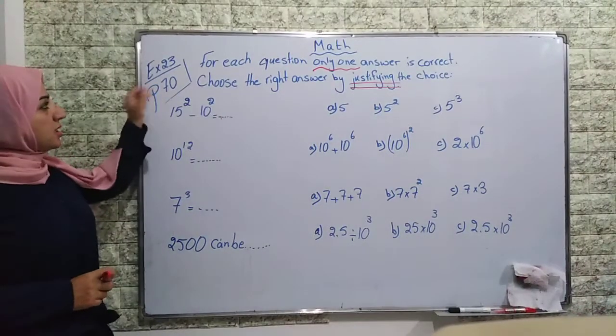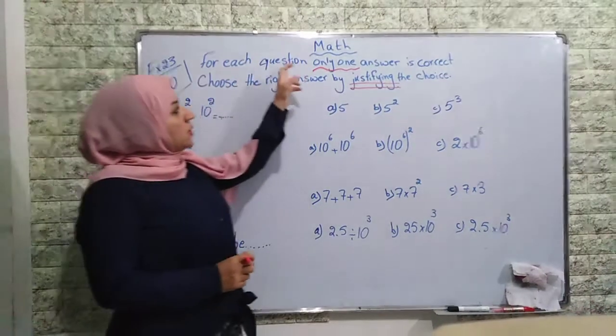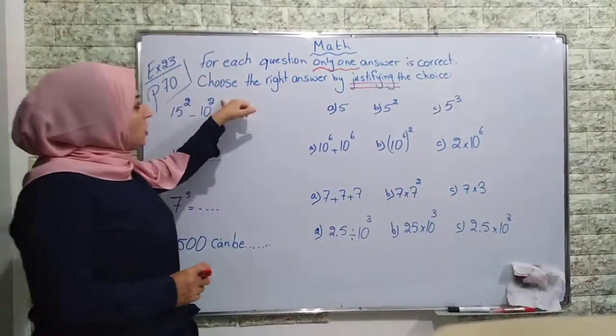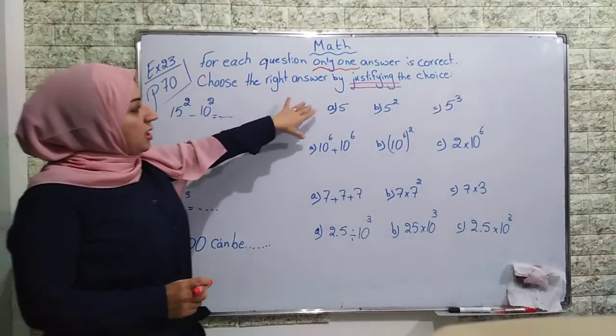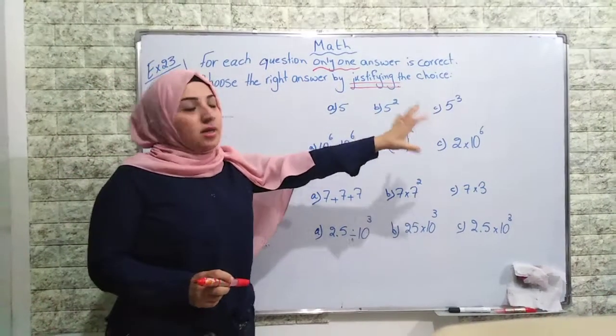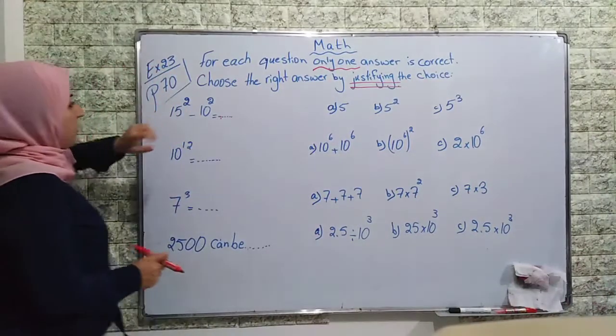Now let's start exercise 23. For each question, only one answer, okay? Only one is correct. So we have to choose the right answer among the three choices here and justify the choice, okay? Let's start with the first one.